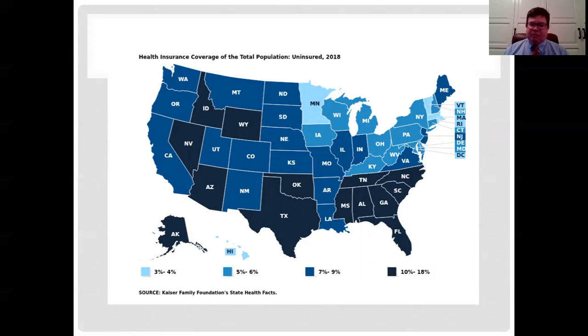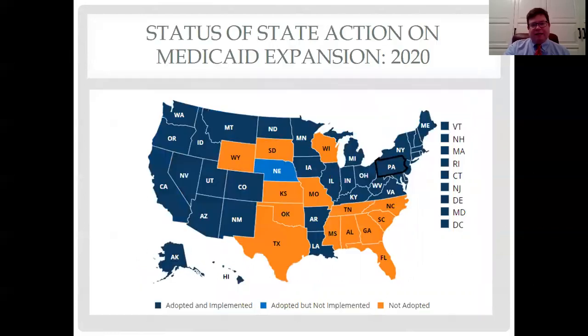It's about 6% in Pennsylvania, but you've got a lot of southern states. Texas is one of them, where almost 20% of people in Texas do not have insurance. So it varies greatly across the country. And one of the things that we can look at is that some of this, although not all of it, has to do with the NFIB versus Sebelius decision, which allowed the states to decide whether or not they wanted to expand Medicaid.